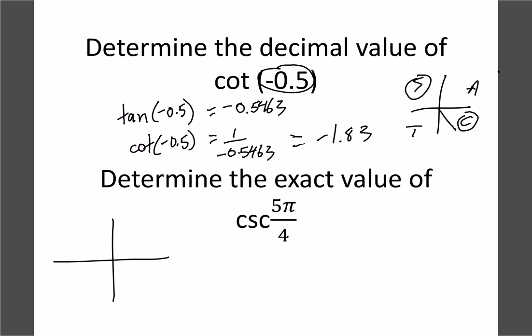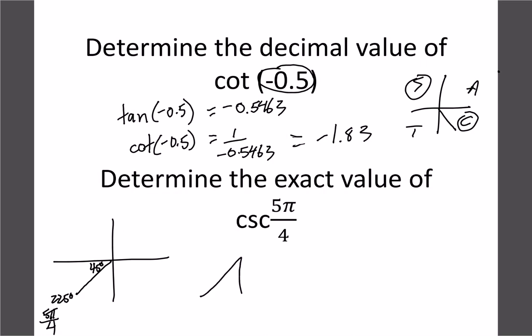So we got 5 pi by 4. So we know that that is equal to 225 degrees. That's 5 pi by 4. So if you forget, remember, go 5 over 4 times 180. That'll give us 225. So we know it's in that quadrant. And we're looking for cosecant, which we don't know, but we can use the ratio for sine.